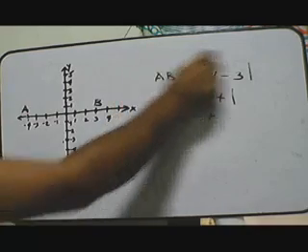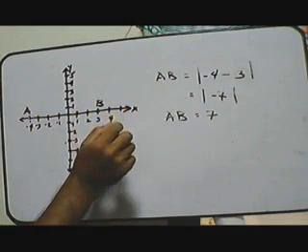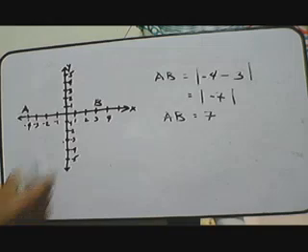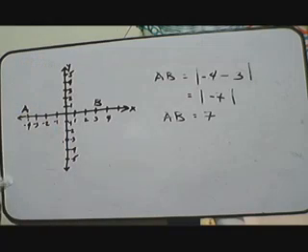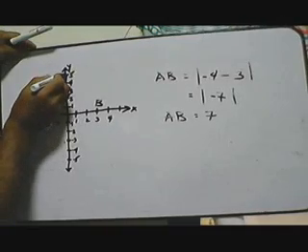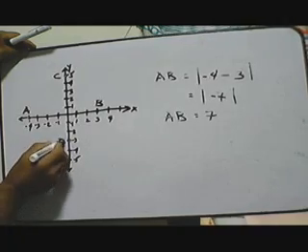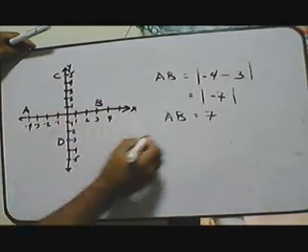Mahalaga na matutunan mo kung paano mag-compute ng distance para hindi ka magbilang ng napakarami. Okay? So, paano naman kapag sa vertical line? Let's say, for example, we have this. Sa point na ito, mayroon tayong C at positive 5. And for this one, we have another point, which is D. What is the length of CD?